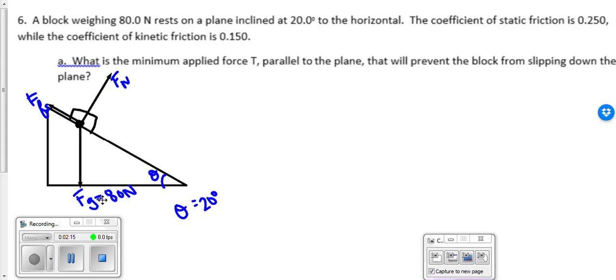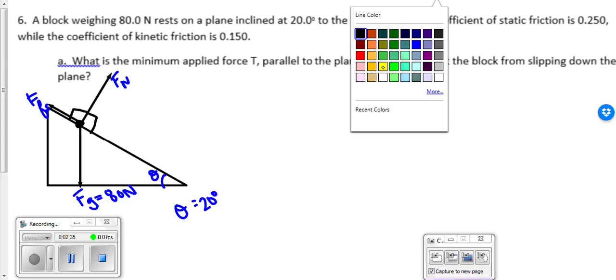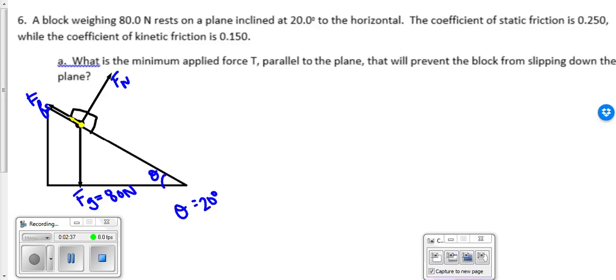And so what we have going on here is basically this problem is saying that our x component of gravity, the component of gravity that's parallel to the plane, is greater than our static friction. And we want to keep this block in place, which means we're going to have to add an additional force here. I'm going to put this force in yellow. And this force right here is going to be T. How much should this additional force be in order for it to not slide down the plane?